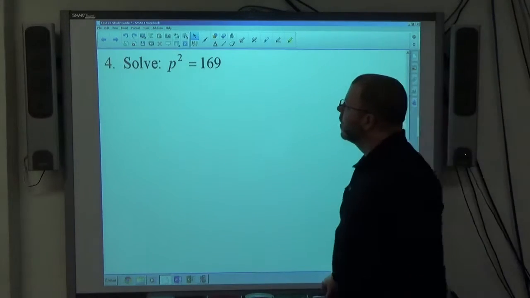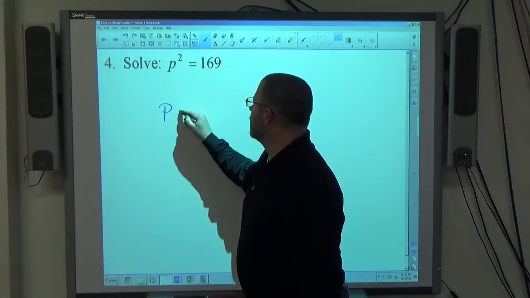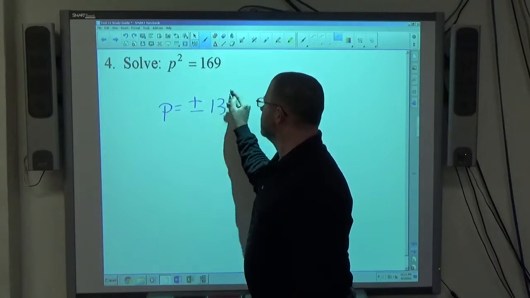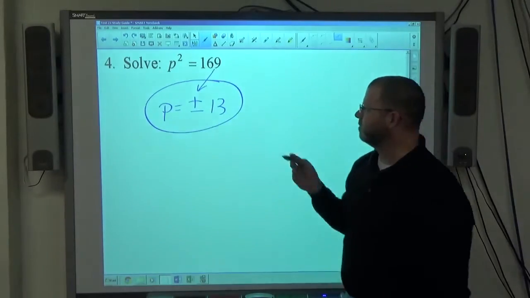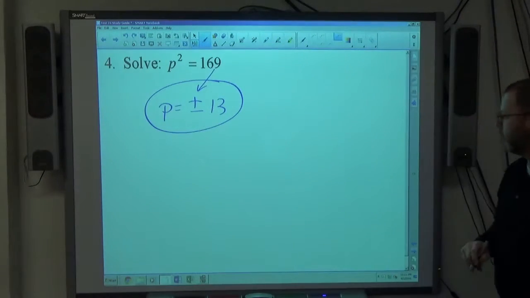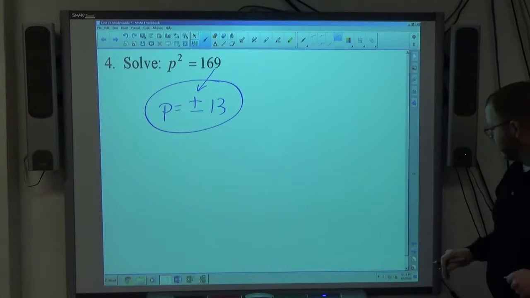Number 4, p squared equals 169. So p is equal to plus or minus 13. Just take the square root of both sides. Do not forget the plus or minus sign. There's nothing else to do on that problem. So it'll be that easy on the regular test too.